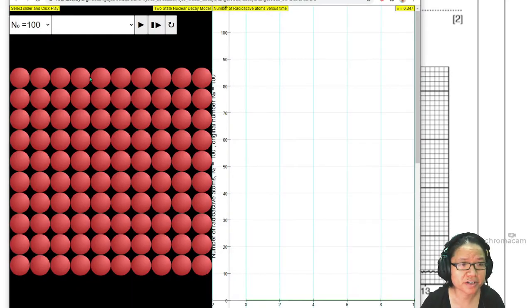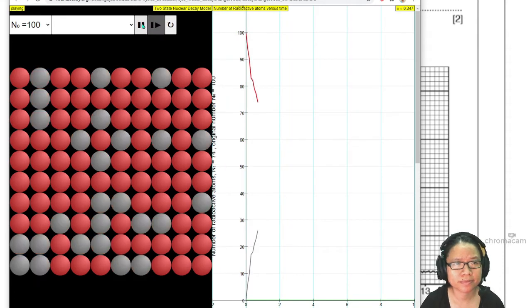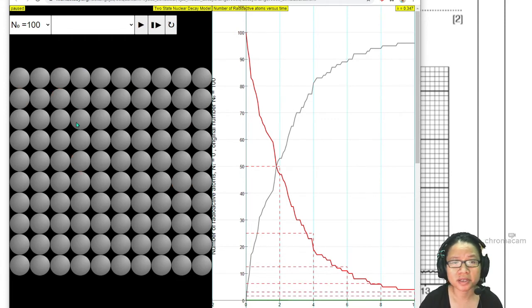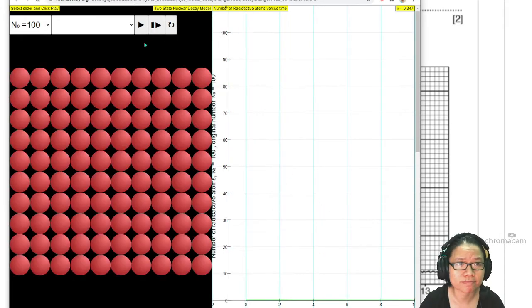What I have here is a model of some radioactive nuclei. Red means still radioactive, haven't decayed yet. We're going to plot the graph of the number of radioactive nuclei starting with 100, and then it will go down, and the already decayed ones will go up. Let's see. You will notice that there are some zigzag patterns because this pattern is random. If I repeat the experiment again, we won't get the same pattern. Let's see.